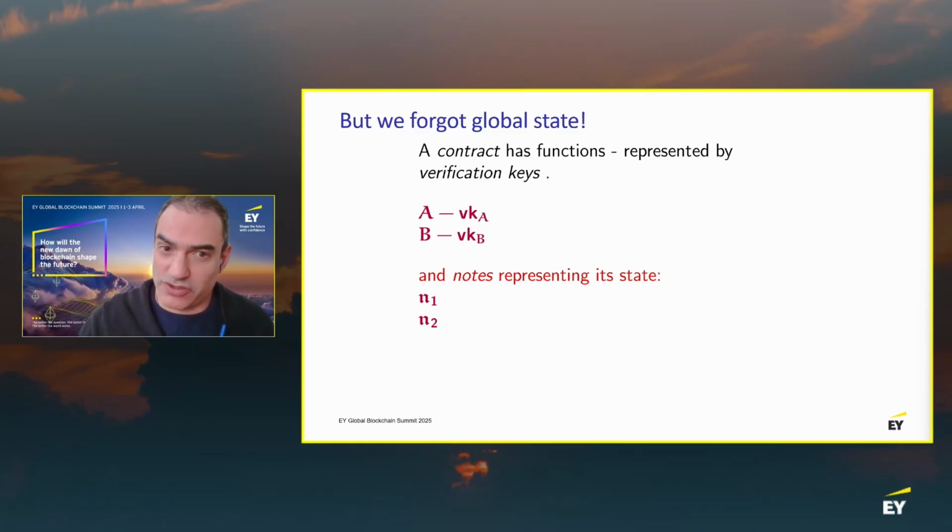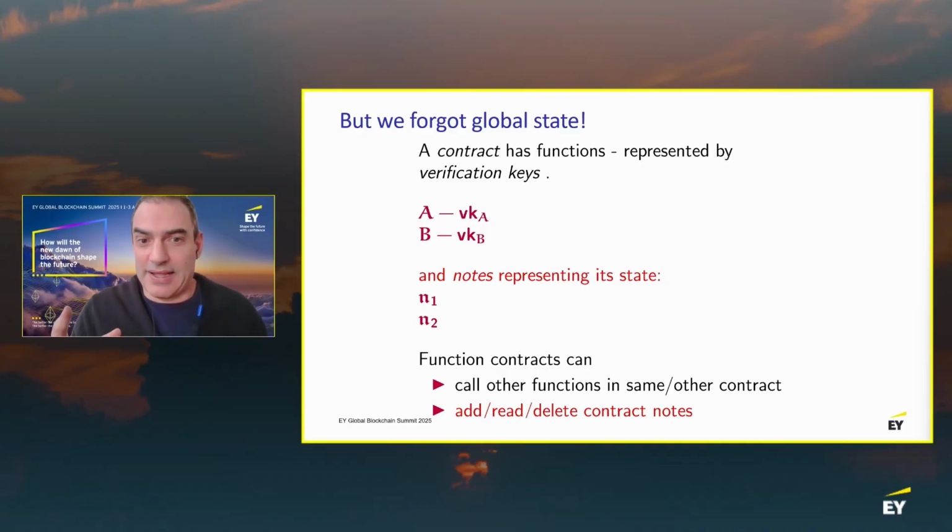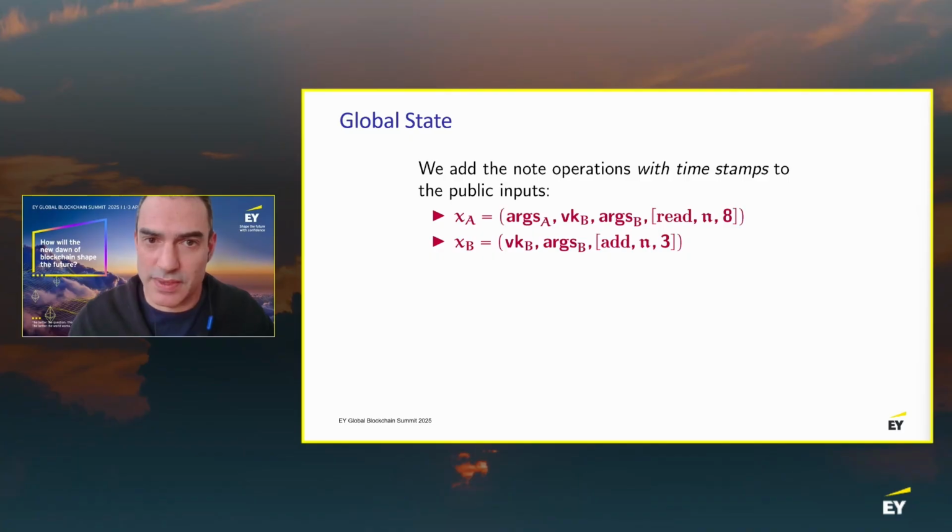Contracts, in addition to having functions, also have notes representing the contract's current state. So, for example, a contract can have notes N1 and N2. And in addition to functions being able to call each other, a function can, in the Aztec system, add, read, or delete contract notes. So to enable these operations on the global state, to enable note operations, we will add to the public inputs of these function calls note operations with timestamps.